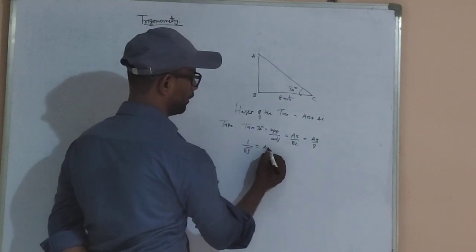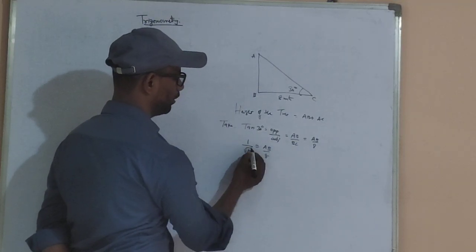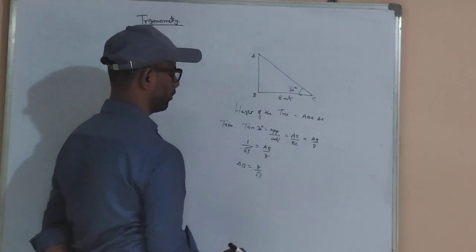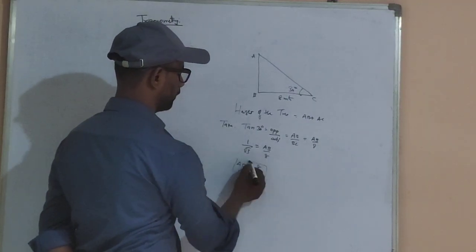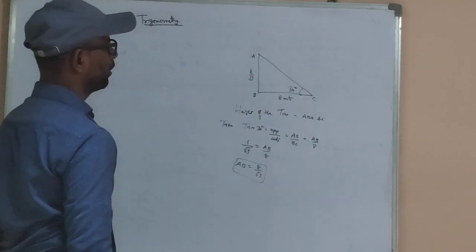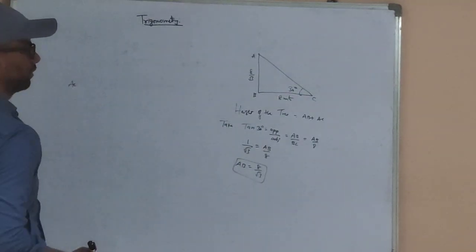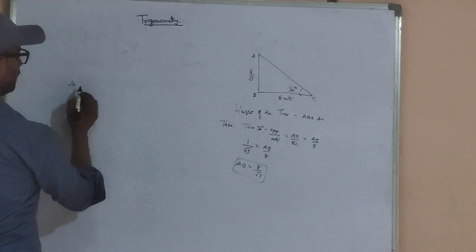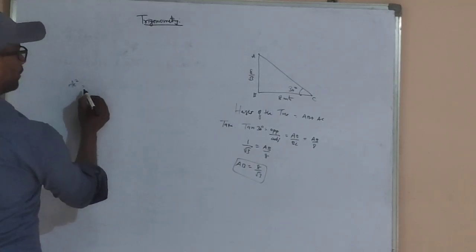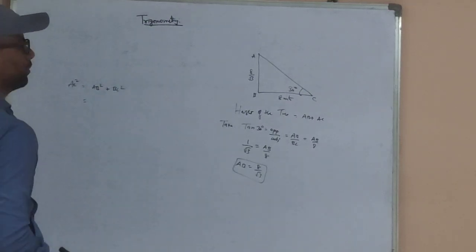1/√3 is equal to AB by 8. So on doing cross multiplication, what we will get? AB is equal to 8/√3. Okay, 8/√3. Now we have to find the value of what? AC. So AC means here, according to Pythagoras theorem, AC square is equal to AB square plus BC square. So AB square means how much?